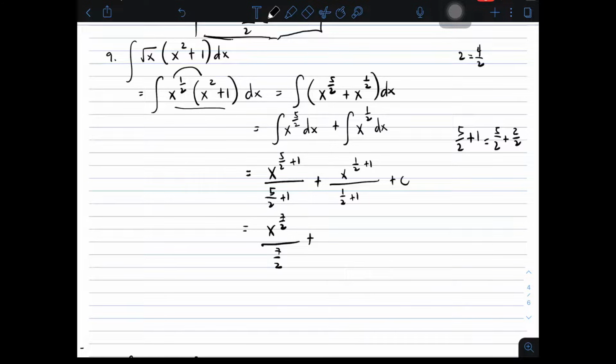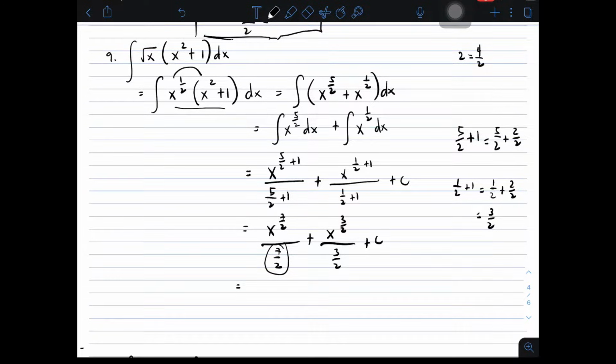And then plus x, yung ano naman natin, yung 1/2 plus 1, yung 1 natin, plus 2 over 2. And that is 3 over 2. So you have here x raised to 3 over 2 over 3 over 2 plus c. Ito na. Again, kapag ganito yung napansin nyo ng part ng ating solution, etong denominator natin, kunin natin yung reciprocal para i-multiply naman sa numerator.